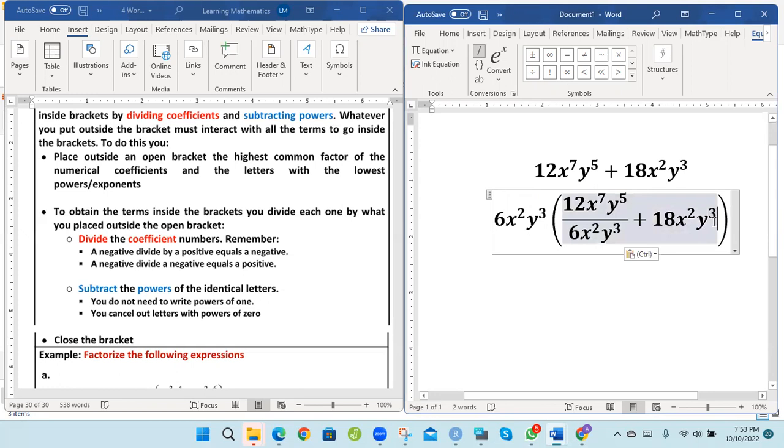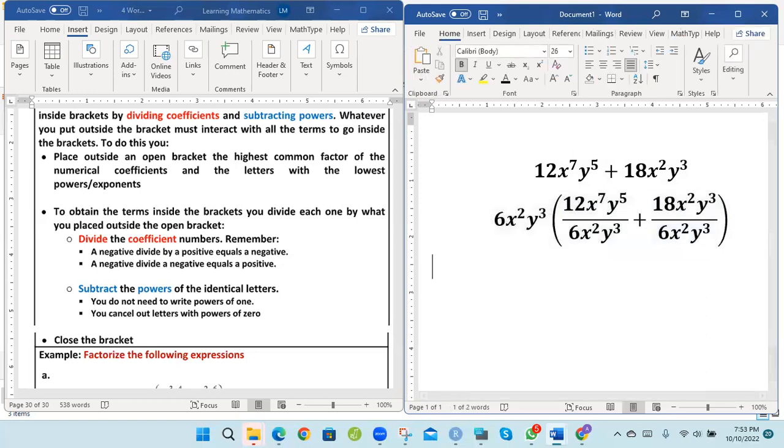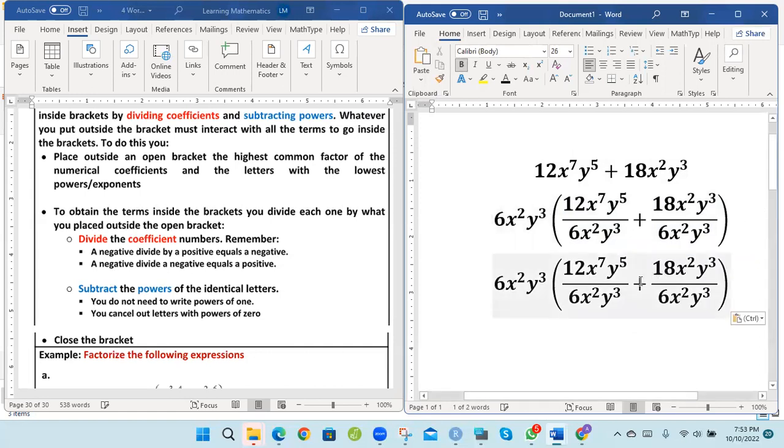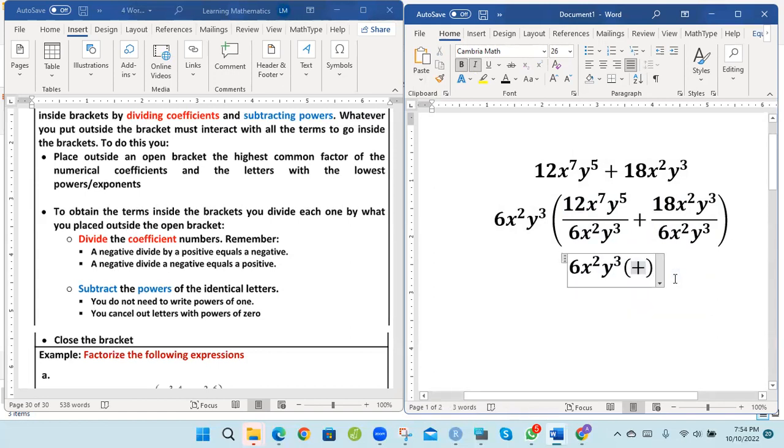They both have to be divided because they were both multiplied. Something was multiplied to get this up there. So to get back what was there in the bracket, we have to divide out. You divide the coefficients and you subtract the powers of the same letters. So let's just clear this and come back here.